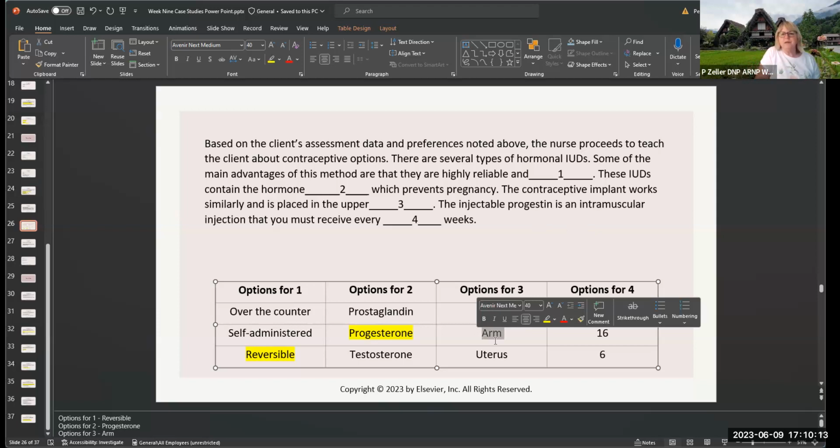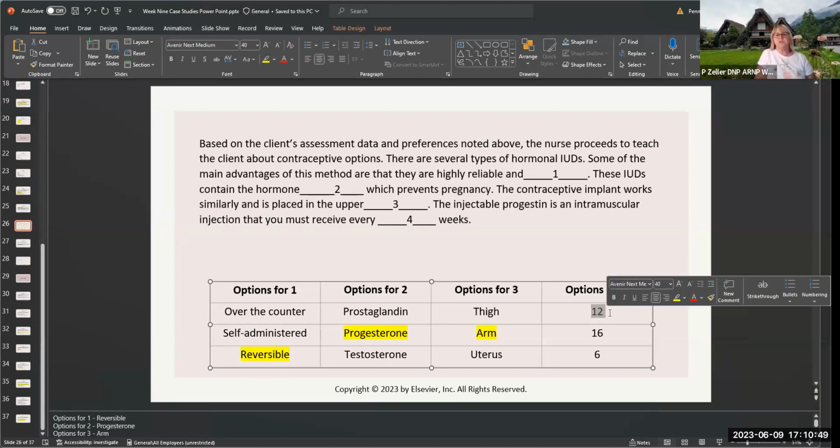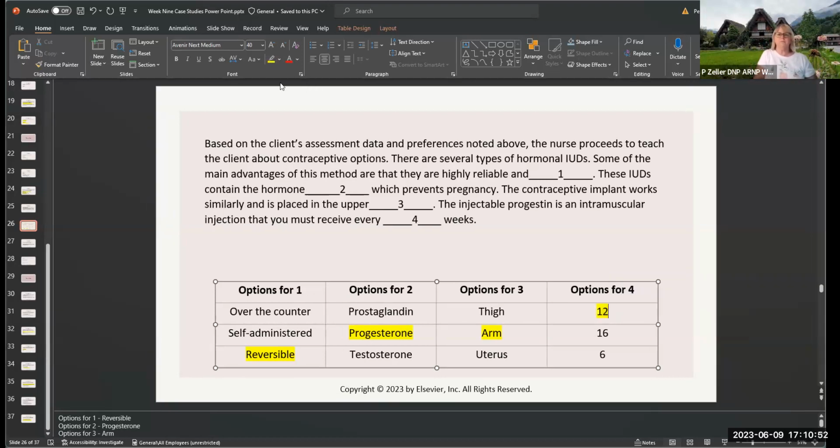And it's good for 3 years. The Nexplanon is the brand name, and it's progestin only. So the injectable progestin, Depo-Provera, is an intramuscular or subcutaneous injection, depending on the vial, so you have to read the vial. And the client must receive it how often? 12 weeks. Yeah. So every 3 months, we're going to give her a new injection.